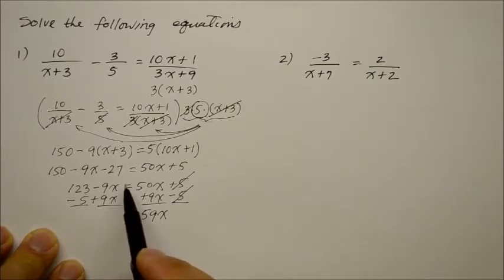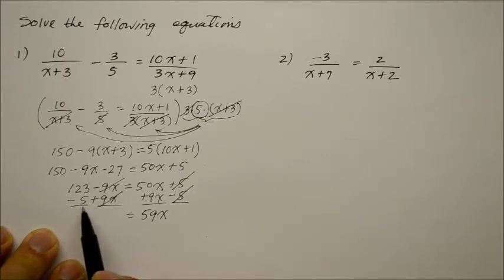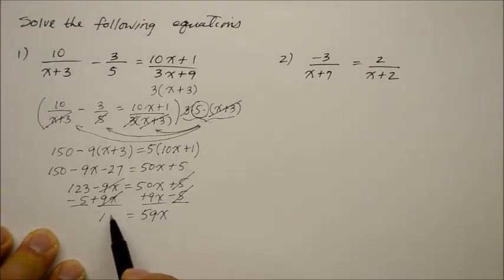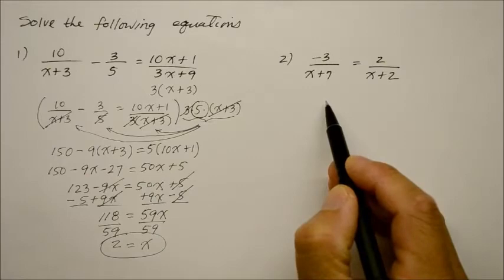And what's on the left side? The negative 9 and positive 9 cancel out. And 123 minus 5 is going to be 118, I believe. And now how do you solve for x? You divide the coefficient 59 to both sides of the equation, and something cool happens. 59 goes into 118. Boom! 2 times. Now why don't you try number 2?